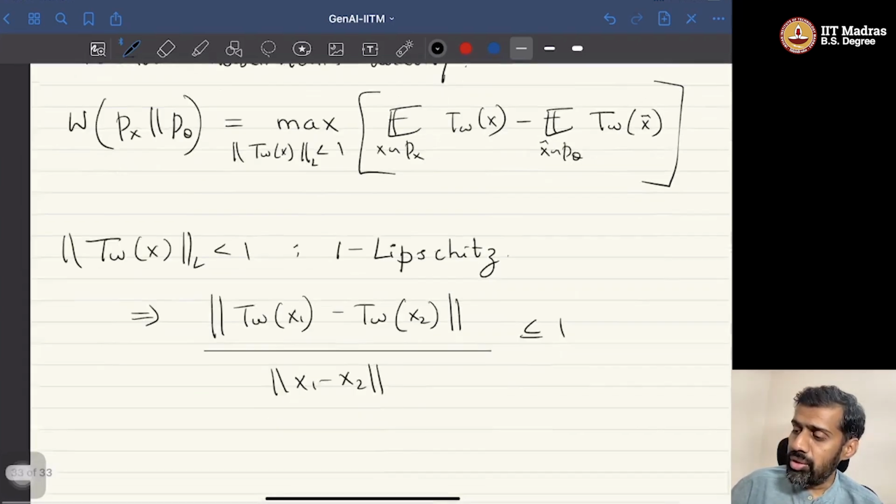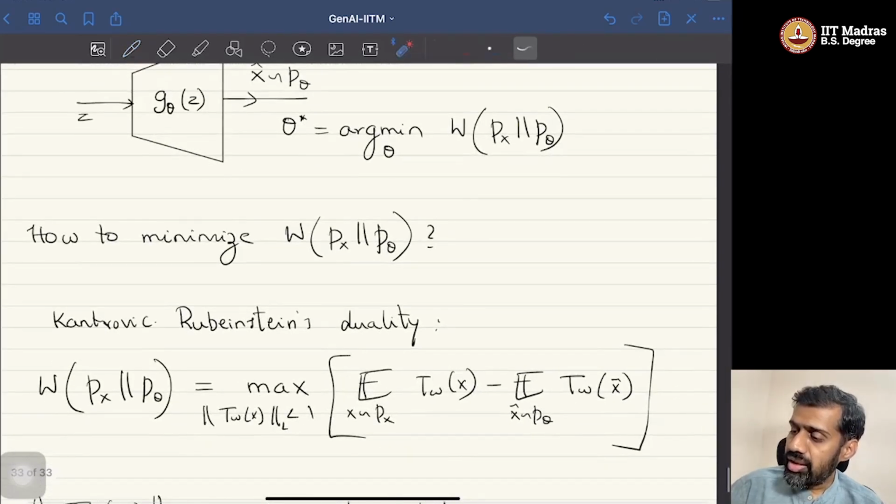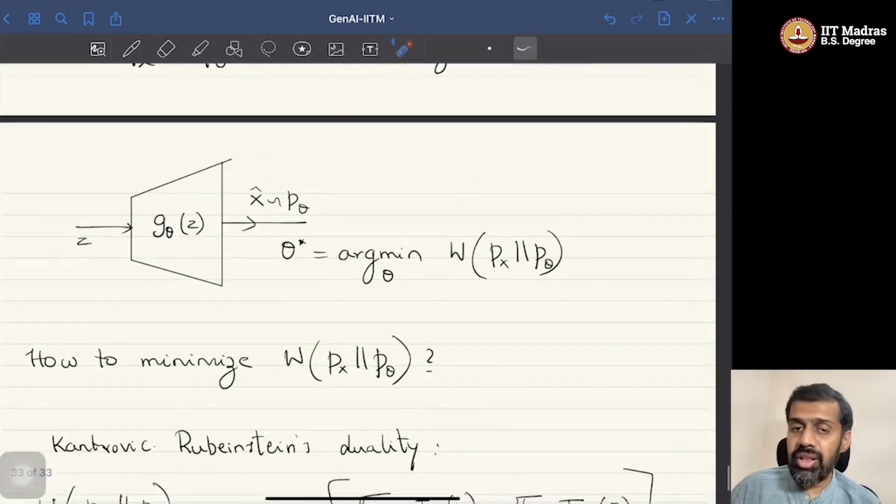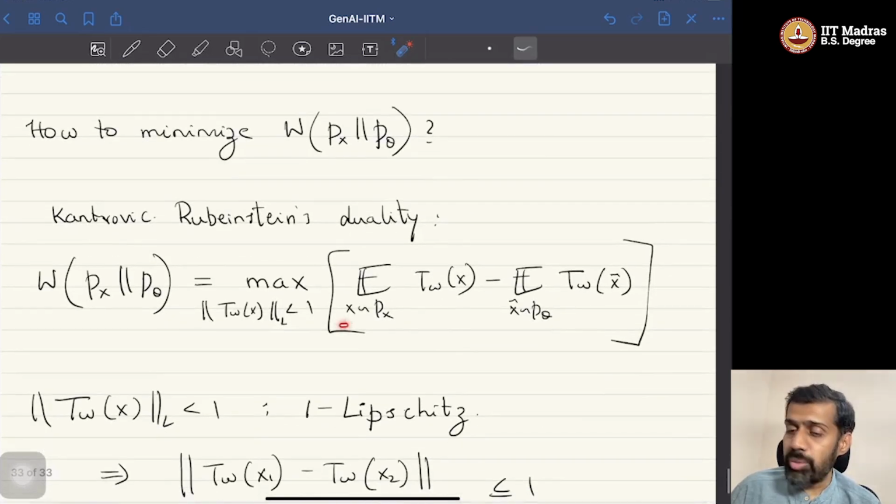So what do we have to do now? We know that our theta has to be such that the Wasserstein's distance has to be minimized. Okay. Now, how do we minimize the Wasserstein's distance? We can't compute this Wasserstein's distance as usual, because we don't know the underlying distributions. So just like we expressed the f divergences in terms of expectations over the distributions that we have, the Rubinstein's duality will enable us to represent the Wasserstein's distance in terms of expectations over px and p theta. So we use that.